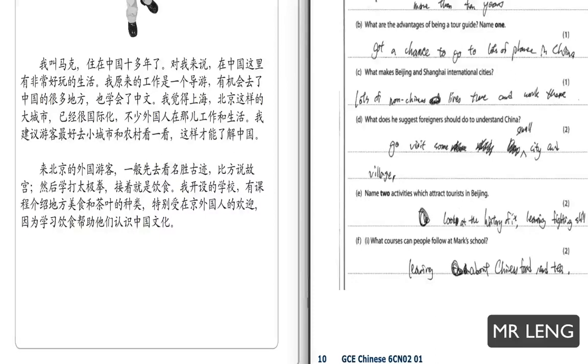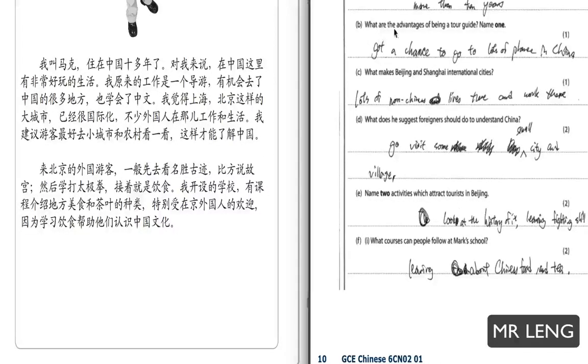A. How long has Mark lived in China? So normally, when you're having a how long question, there are two possible answers. The first one is an exact number. Or secondly, there are a lot of years, or very long, or very short. It's more vague. So let's take a look. 住在中国10多年, more than 10 years, over 10 years.